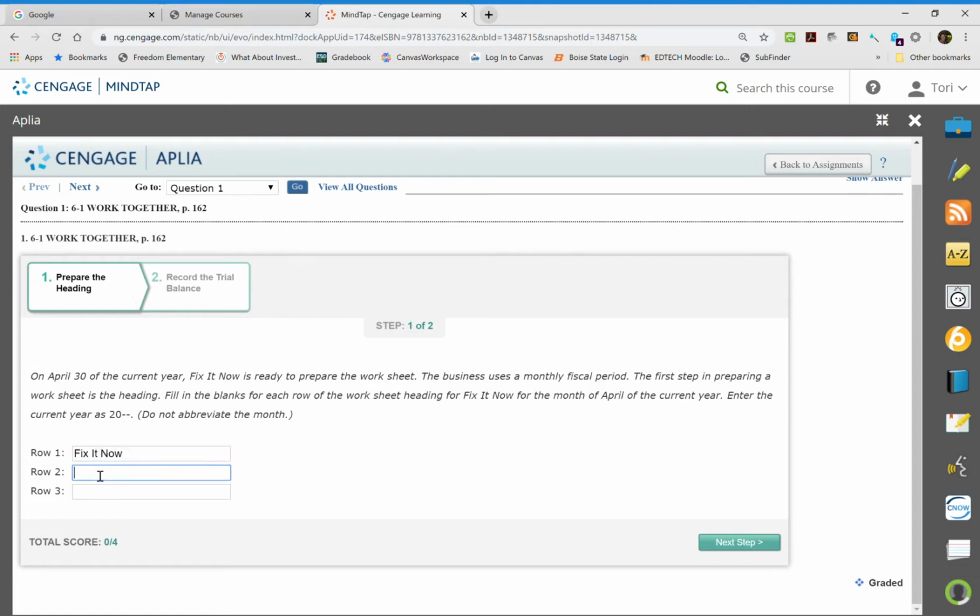Company. The second row will always be what the financial document is. This one that we are working on right now is called the worksheet. And row 3, we're going to put for the month ended in April 30th of the current year. And that's the first step. So we'll hit next step.